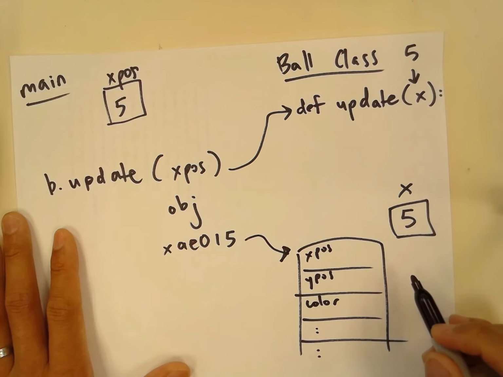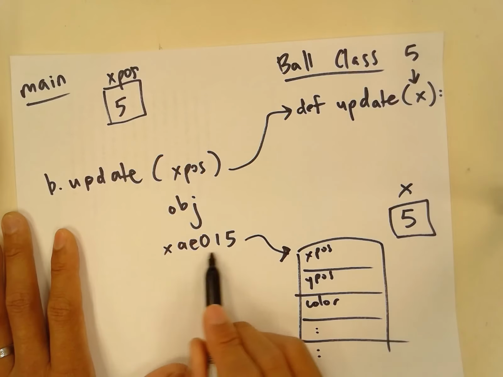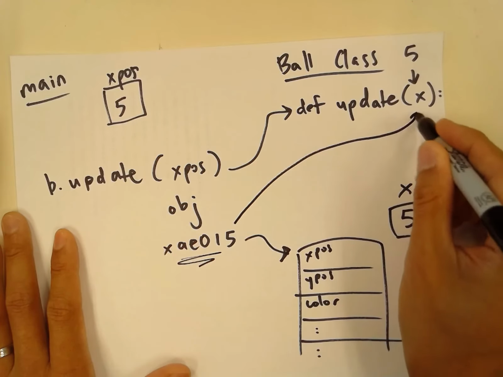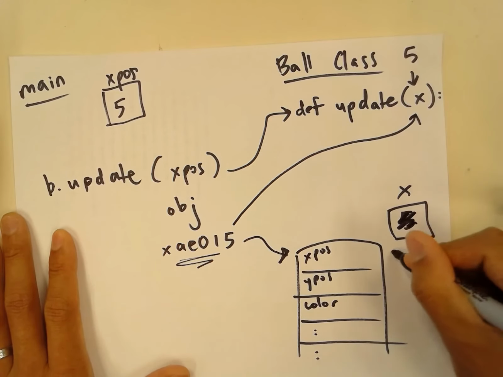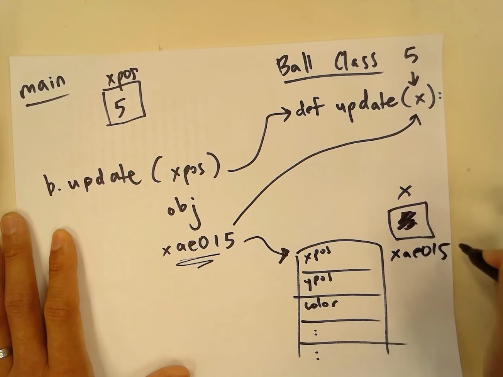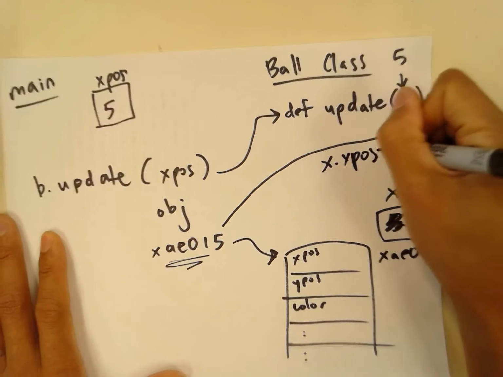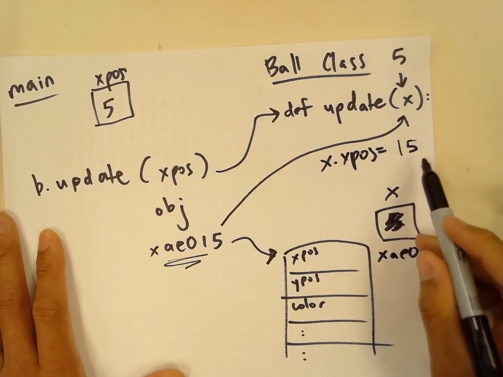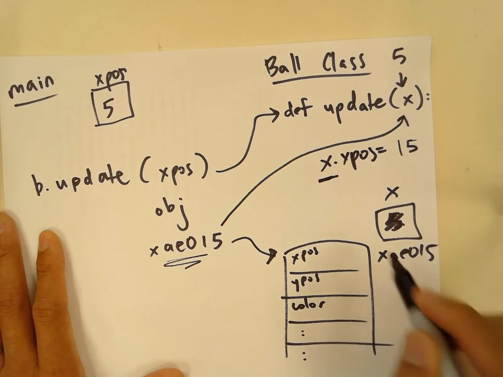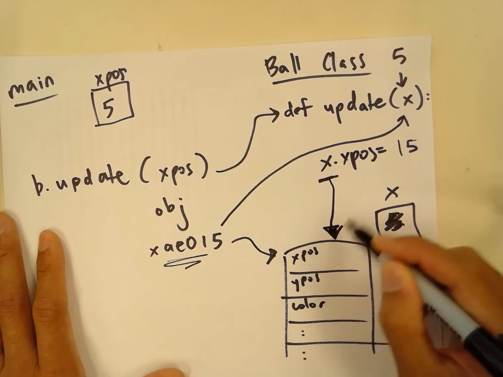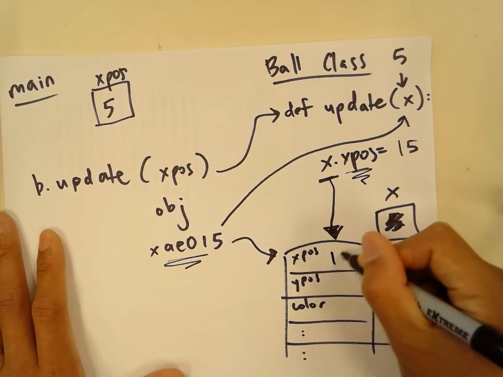And so when you pass an object to a method like we're doing here, you're passing the memory location to the temporary variable x, right? So x is now not going to be equal to 5, but it's going to be equal to xae015, the memory location. And then when I'm over here and I say x.xpos is equal to 15, not 5, what is that going to do? It's going to go to this memory location at xae015, find the xpos instance variable, and change its value from 5 to 15.